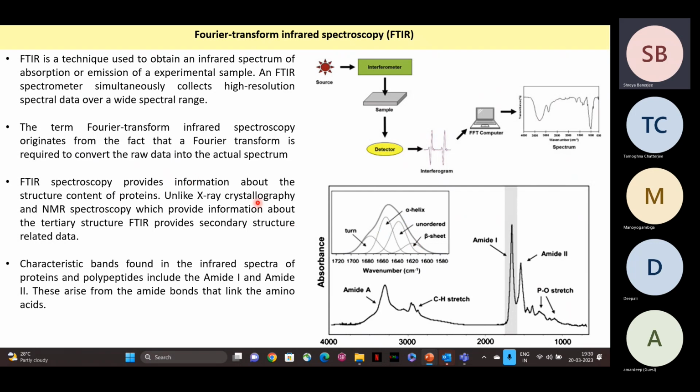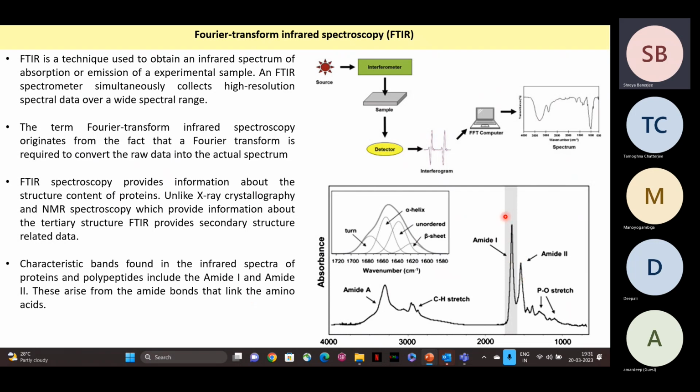So up to now, we have seen that X-ray crystallography and NMR give us information about the tertiary structure of proteins, but FTIR tells us only about the secondary structure. For example, there are characteristic bands called amide 1 and amide 2 that are found in amino acids. So you know that amino acids are connected by amide bonds to form a polypeptide, which eventually forms proteins. So in this amide bond, there are amide 1 and amide 2 stretching frequencies.